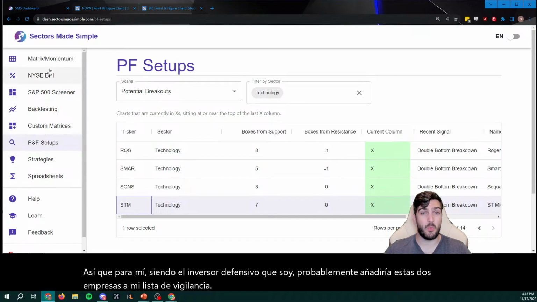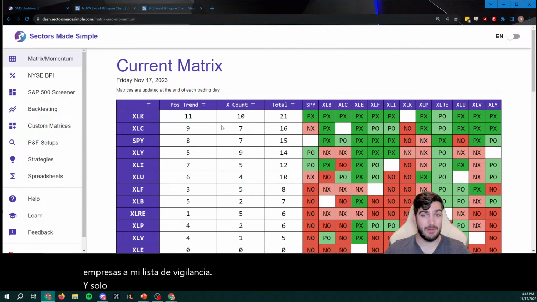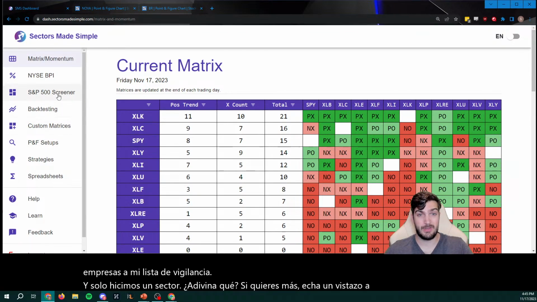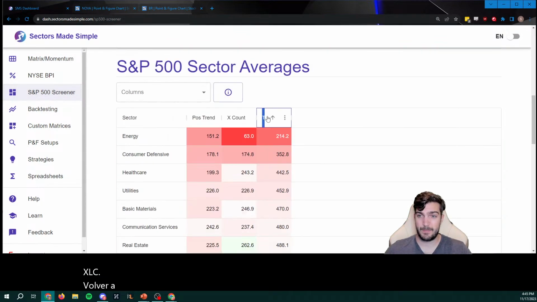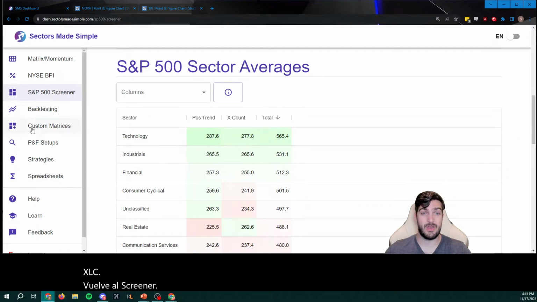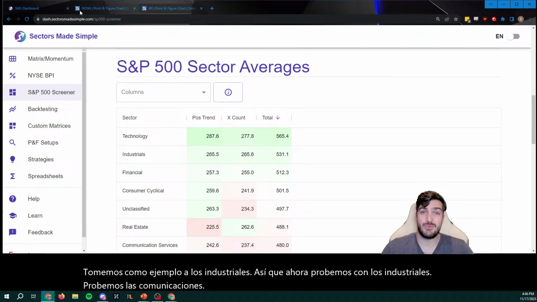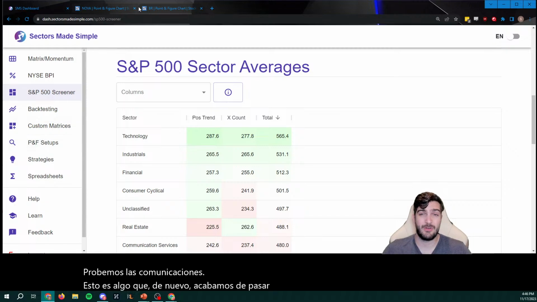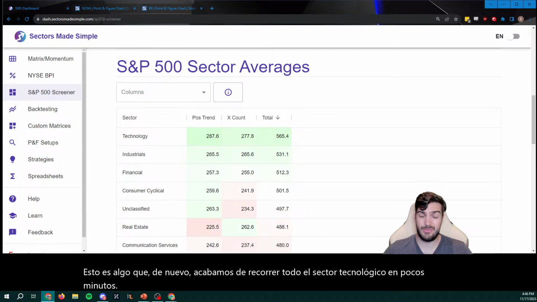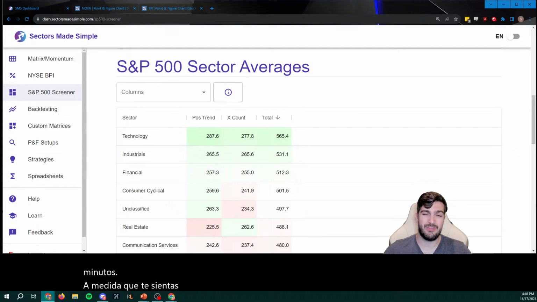And we only did one sector. Guess what? If you want more, go check out communications from XLC. Go back to the screener. Take industrials. So let's now try industrials. Let's try communications. This is something that, again, we just went through the entire technology sector in a few minutes. As you get more comfortable with these tools, you can do this very, very quickly.